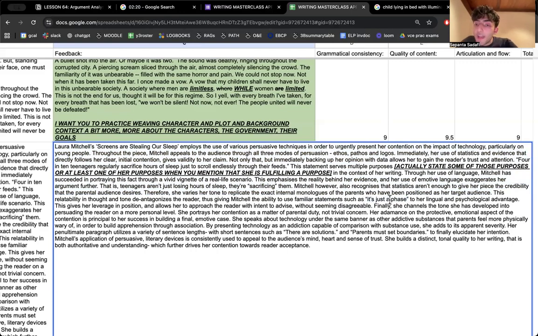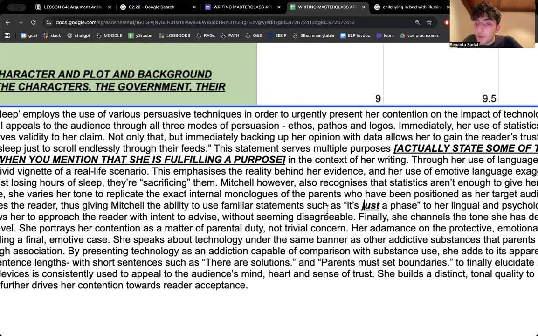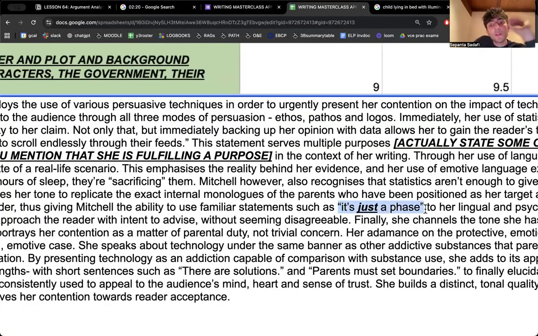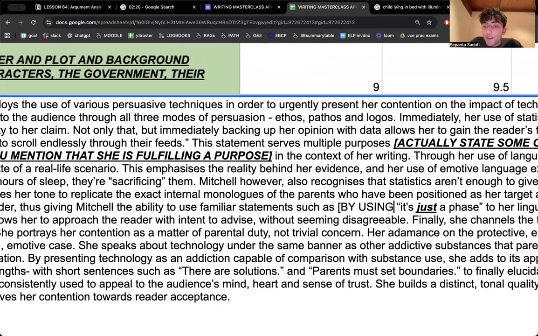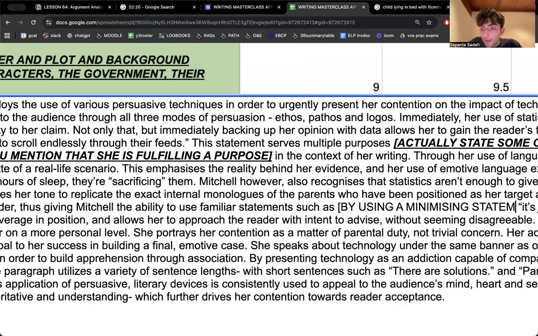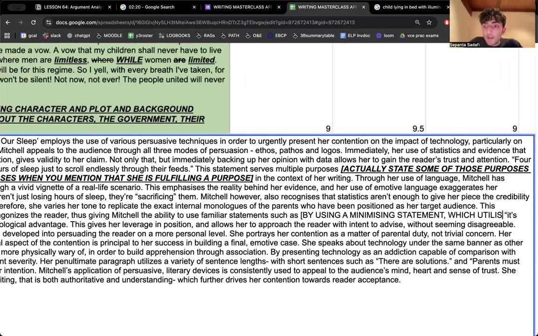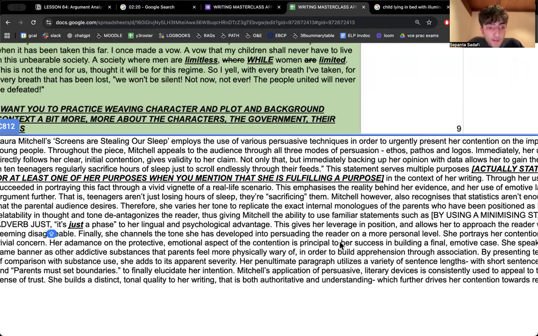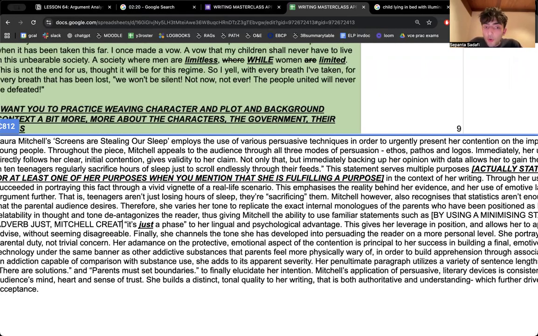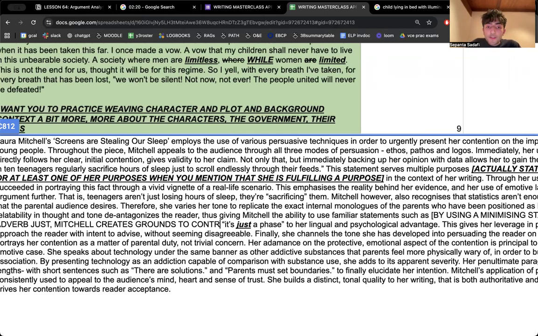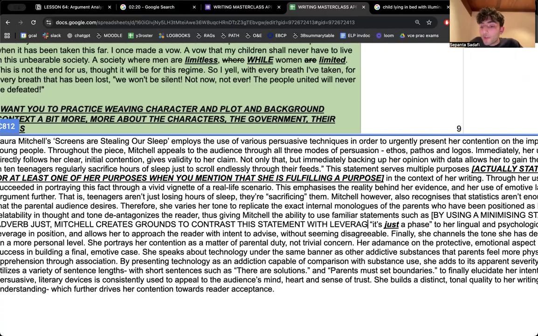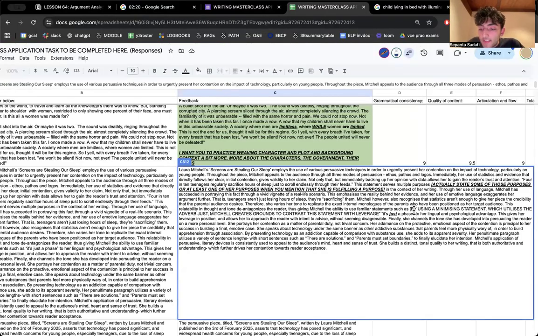Beautiful. Beautiful. Now, look, it's just a phase. What's the whole point of this? Guys, when you quote things, I want us to look into the minute details, right? By using the adverb just, right? Think about this. By using a minimizing statement, which utilizes the adverb just, right? Mitchell creates grounds to contrast this statement with leverage, right? Something of that nature, because it's not just a phase, right?